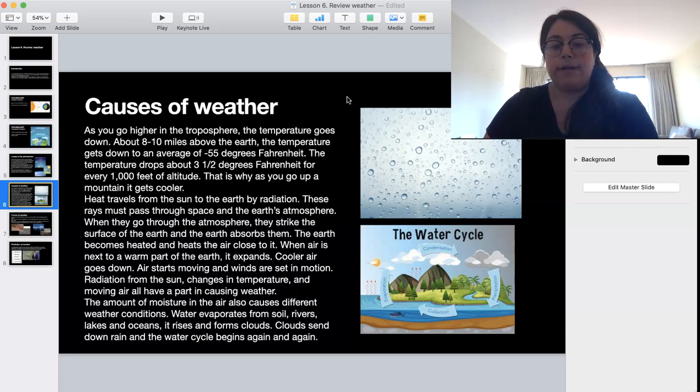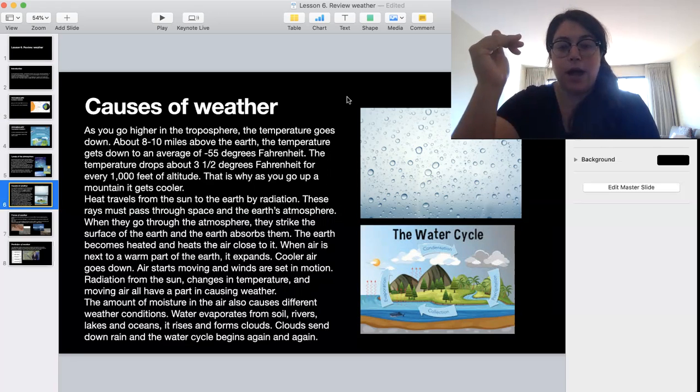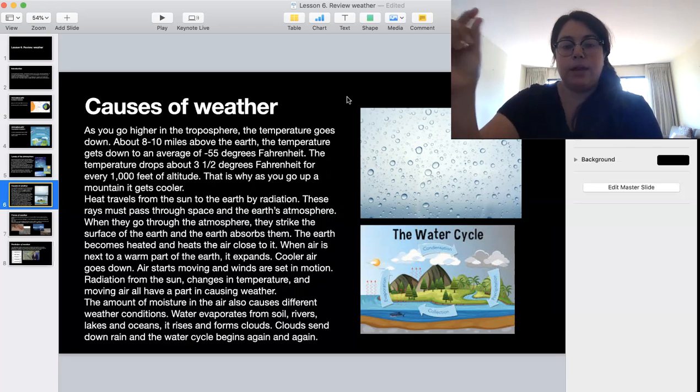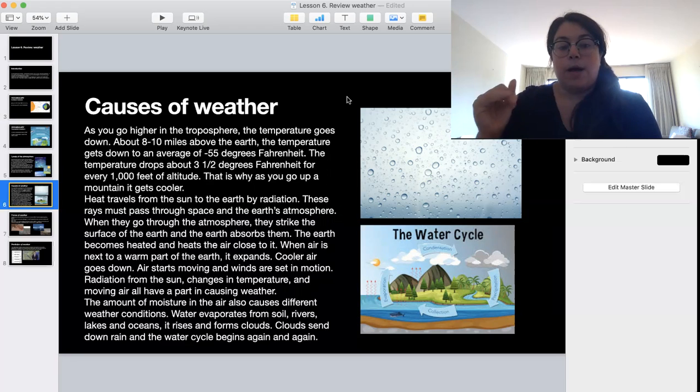Okay, so every time you go up 1,000 feet of altitude, the temperature changes by 3.5 degrees Fahrenheit. So temperature is changing a little bit every time you go 1,000 feet of altitude, okay? And that's why when you go up a mountain, it starts to feel cooler.